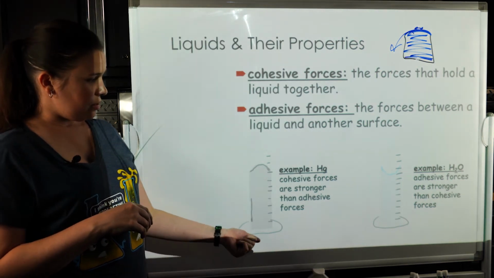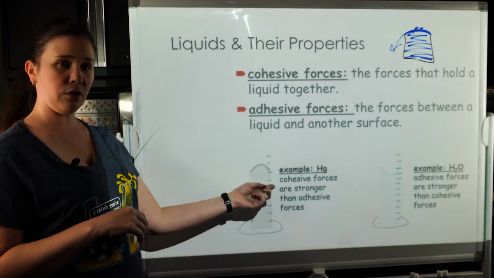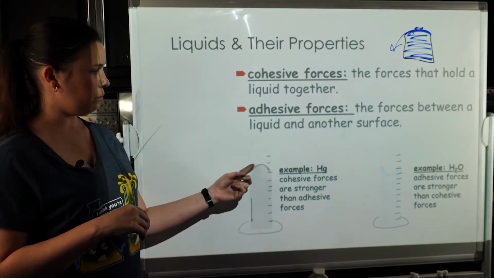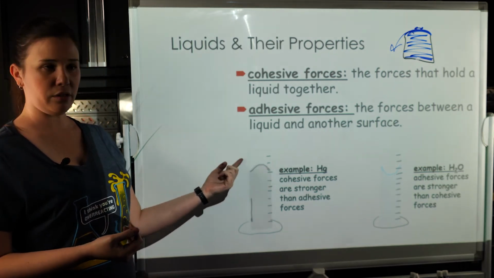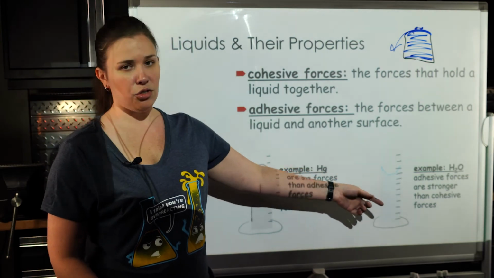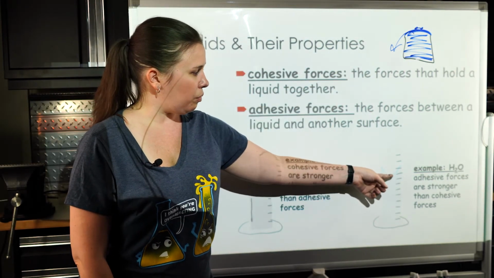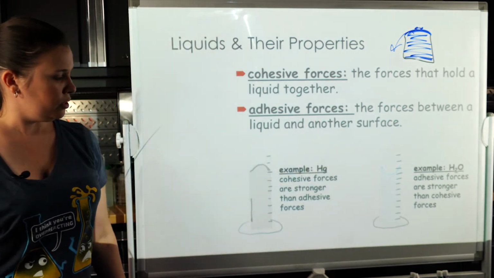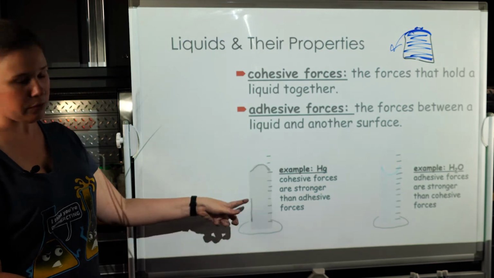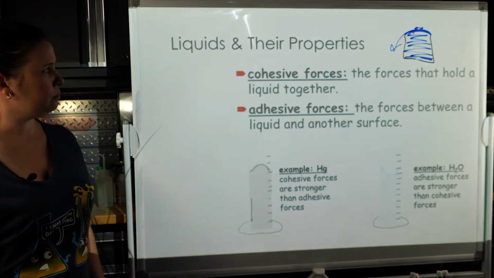So some substances have stronger cohesive forces. For example, mercury would have an inverted meniscus, where the mercury particles are more strongly attracted to each other than they are to the glass. Water actually has stronger adhesive forces. Although it does have both, it would rather climb up the glass than pile up on itself. So sometimes the cohesive forces win, sometimes the adhesive forces win, but most molecules do have both.